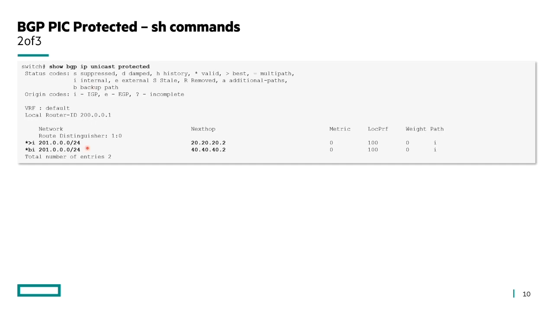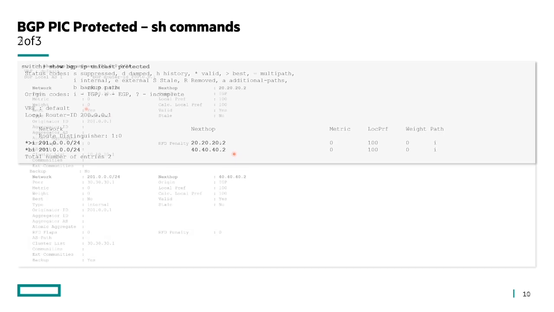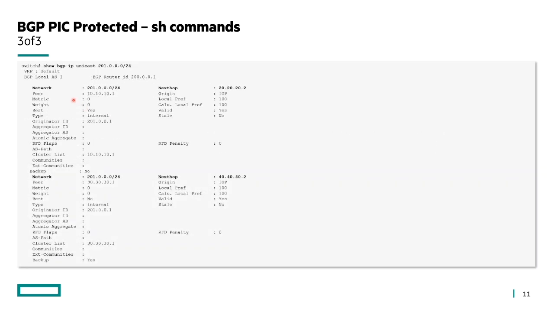As you can see, we've got one route protected that's installed, and next hop of 20.20.20.2 for route 201.0.0.0, and it's got a backup next hop for the same route on 40.40.40.2. So with BGP, if you wanted more information relating to a specific route, in this case the example is on 201.0.0.0/24, and here it's giving you the next hop, backup and primary, along with all the relevant BGP peering information as well, additionally there using this command.